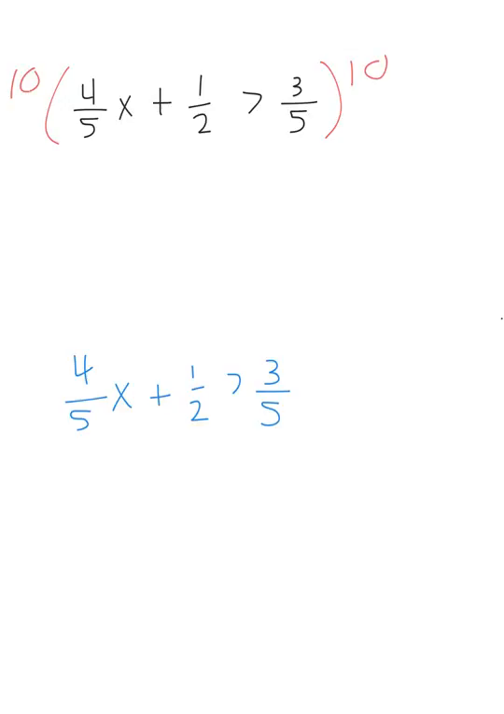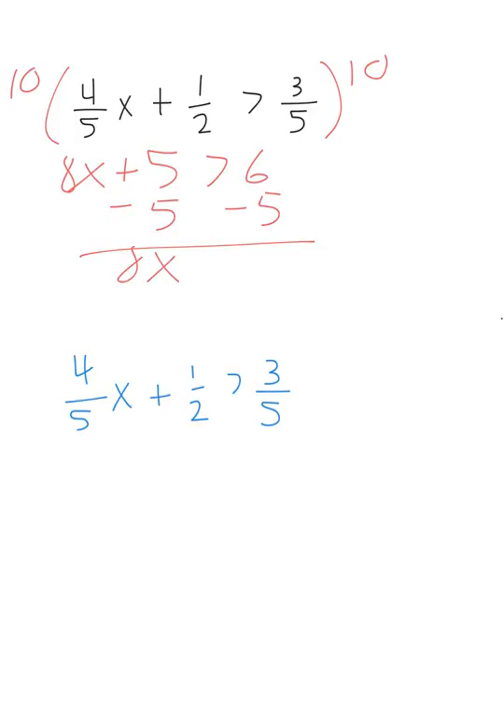And 10 times 4 is 40. 40 divided by 5 gives you 8x. And then 10 times the positive 1/2, sorry, is 5. And then 10 times 3 is 30, divided by 5 is 6. You can go ahead and divide by 8x. So you have x is greater than 1/8.